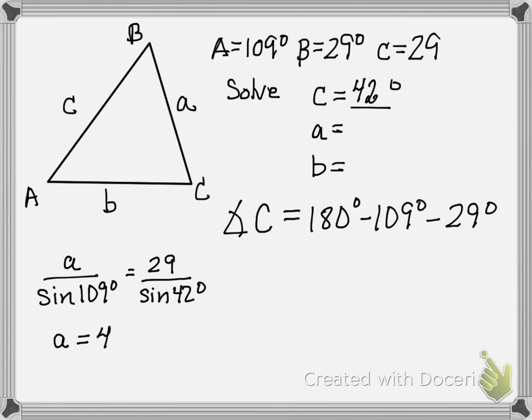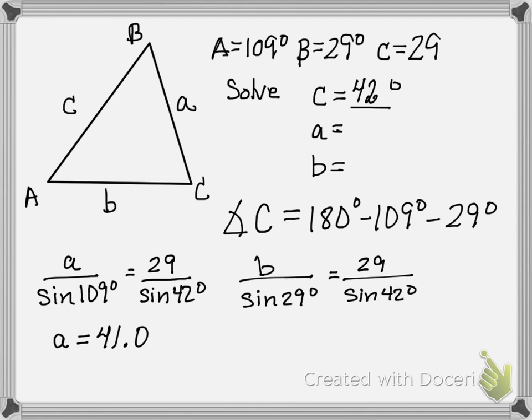We get side A at 41.0. And then side B over the sine of its angle is equal to, again, we'll use side C over the sine of its angle, which gets us 21.